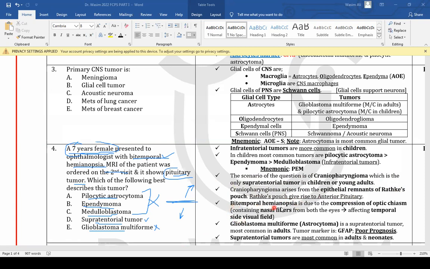The bitemporal hemianopsia is due to compression of the optic chiasm, and the optic chiasm contains the nasal fibers from both the eyes, affecting the temporal side visual field.